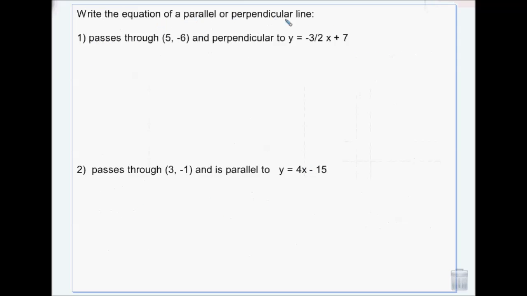The equation of a parallel or perpendicular line. Okay, so we're going to write a line that passes through this point, so this is going to be my x1, y1, or x, y, whichever, and is perpendicular to y equals negative 3/2 x plus 7. So if this is m, the perpendicular slope is going to be positive 2/3. So this is the one I want to use. So I'm going to plug that in. You can choose if you want to use point slope or slope intercept. I like slope intercept, but that's just me.